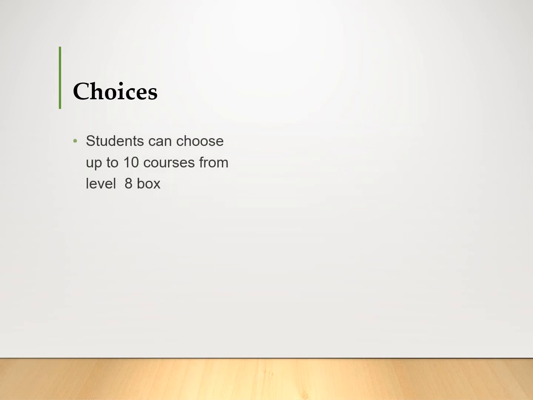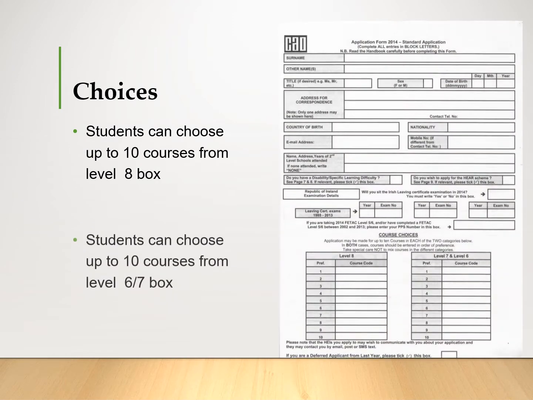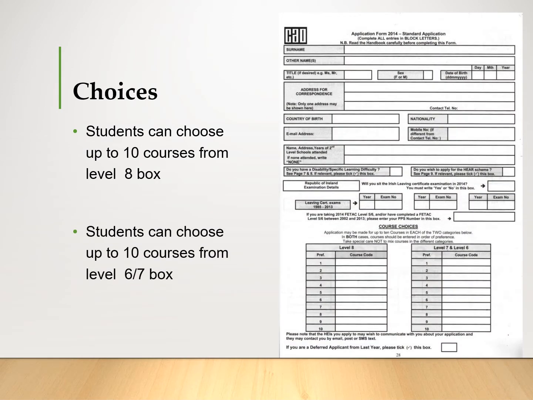Now, when it comes to your choices, students can choose up to 10 courses from level 8. Level 8 are honours degrees. And you also have 10 courses. You can choose up to 10 for level 6 and 7. Now that's just an example there. I want to draw your attention to the bottom of that page on the right hand side. You can see the level 8 box, there are 10 options, and the level 6 and 7 box, another 10 options. And you're putting in the appropriate course code.